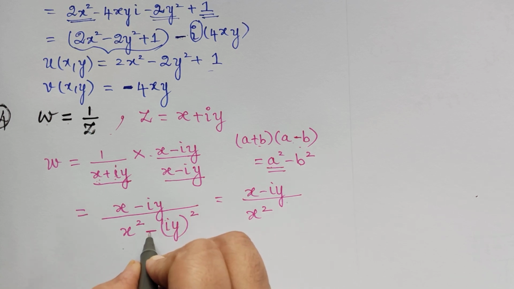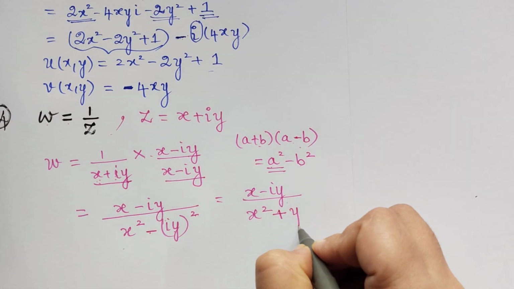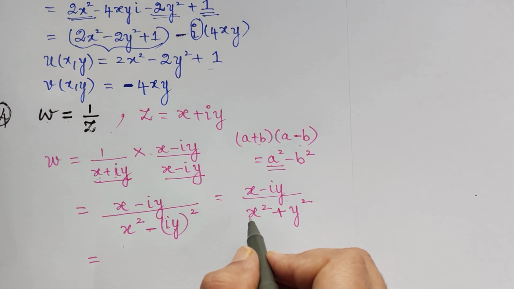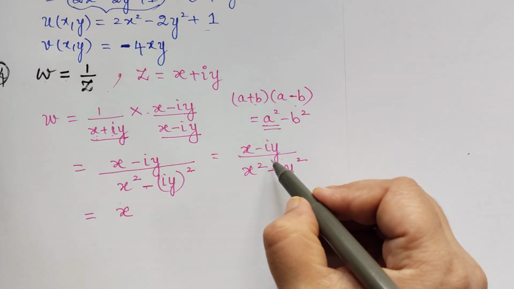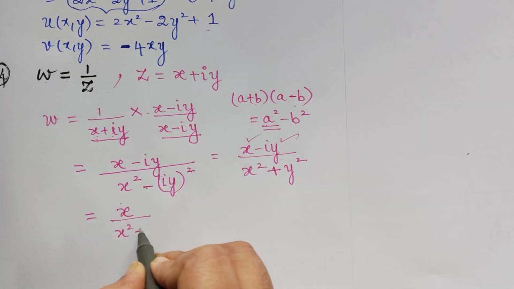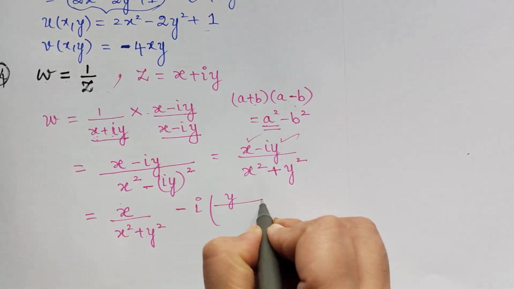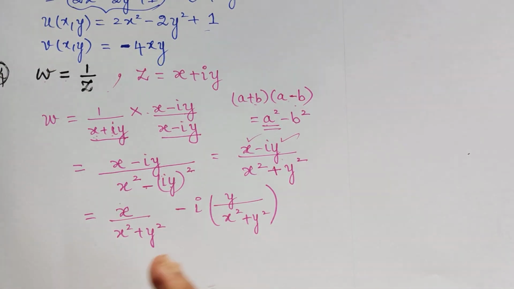So minus into minus becomes plus, so it will become plus 1. And then you have y square. Now, these terms in the numerator can be separated. So, this denominator is common for both the terms in the numerator. So, x by x square plus y square minus i multiplied with y by x square plus y square. So, we have separated the real part and we have separated the imaginary part.